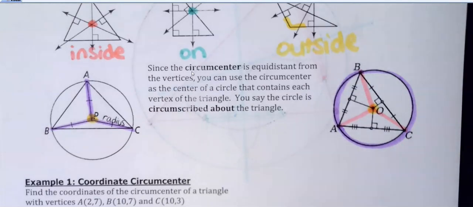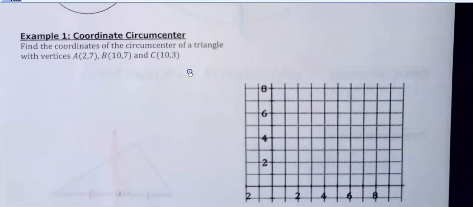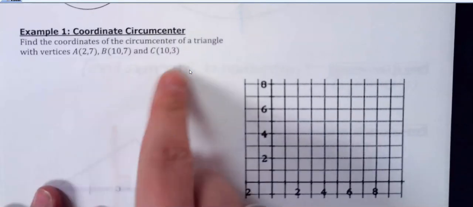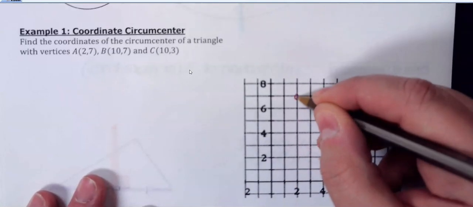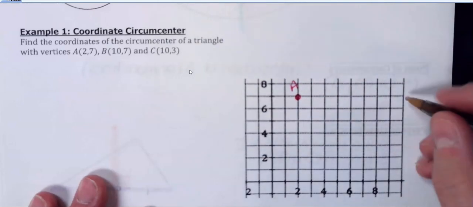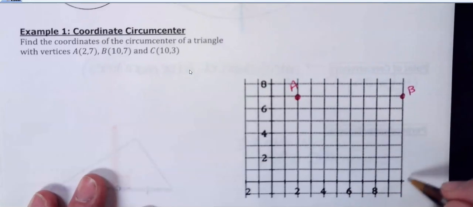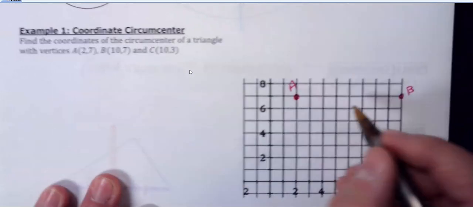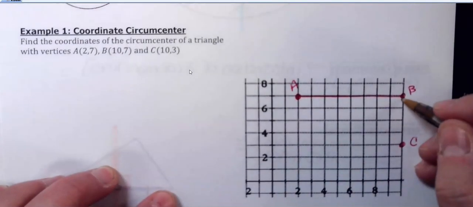Okay, now we're going to actually draw it. So you guys will see questions like this in the homework. I'm going to have us just draw a triangle here in example 1. So it's ABC, which gives you 3 points. A is over 2, up 7. B is over 10, up 7. And C is over 10, up 3. And I'm just going to go ahead and connect the sides here.